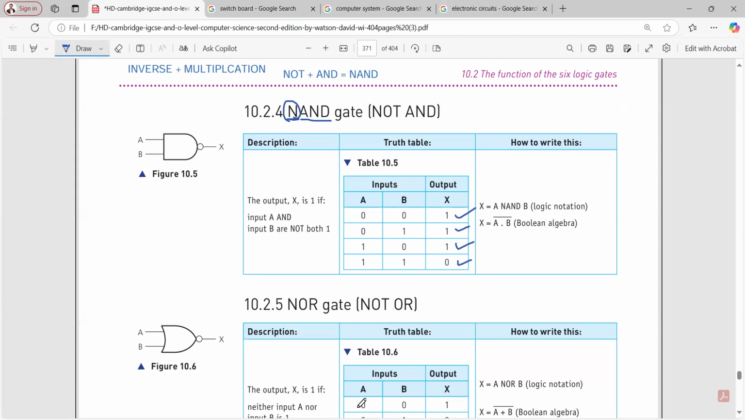Now draw this as well. The diagram and the truth table. Done, sir.